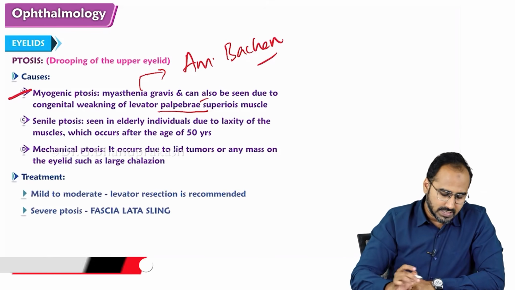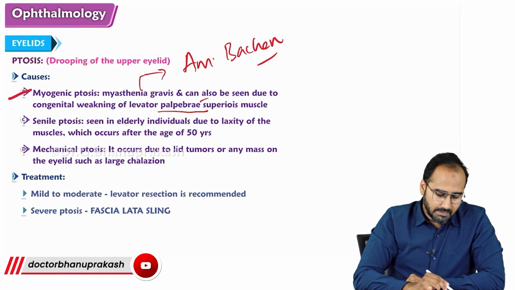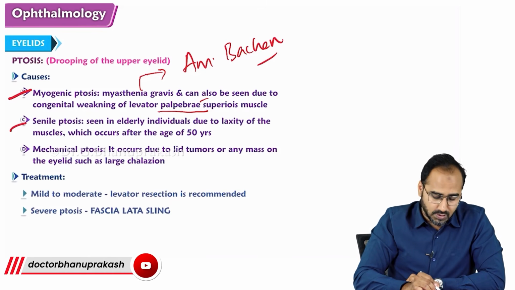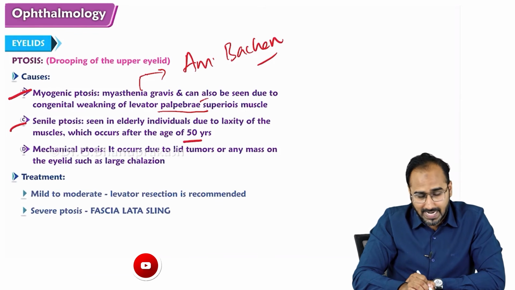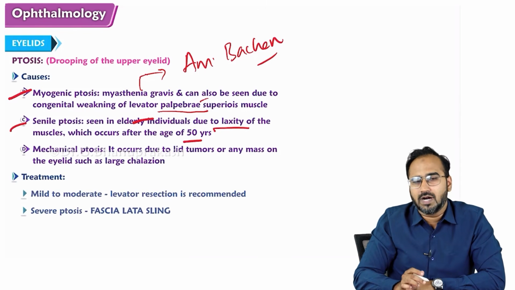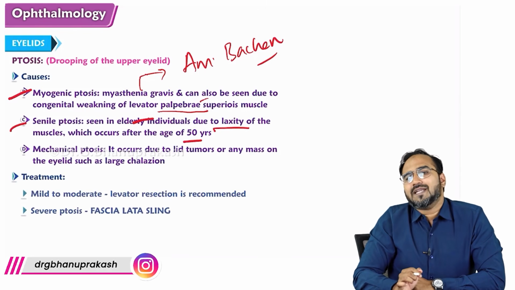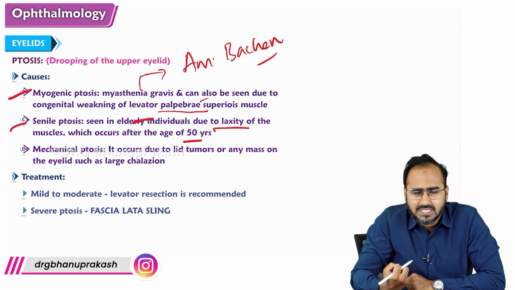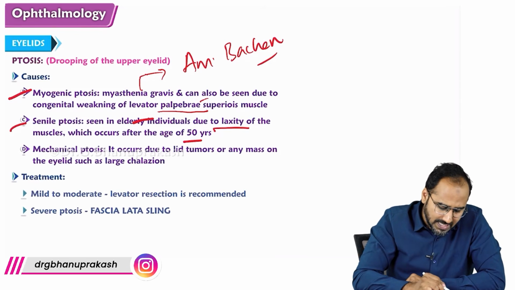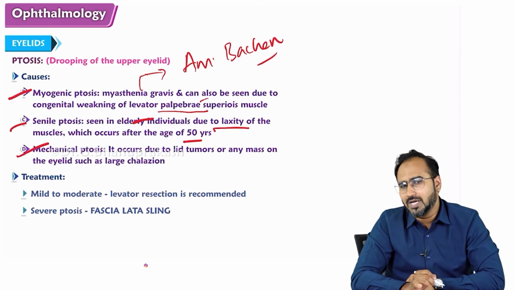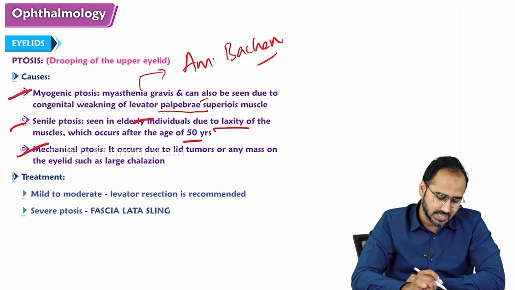We are talking about ptosis. So we have discussed the myogenic cause. Senile ptosis means age-related ptosis. After the age of 50, there is laxity of the muscle supplying the eyelid, and that leads to ptosis. Mechanical ptosis means a tumor present on the eyelid that is putting pressure on it and causing drooping. Tumor or any mass, such as a chalazion, a painless mass, can cause ptosis.